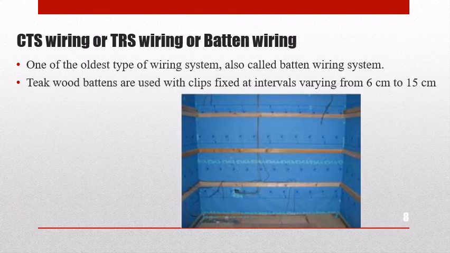So next, CTS wirings or TRS wirings or batten wirings. One of the oldest types of wiring systems, also called the batten wiring system. Teak wood battens are used with clips fixed at regular intervals varying between 6 centimeters to 15 centimeters. This is a pictorial example of the CTS wirings or TRS wirings, which is also known as batten wirings.